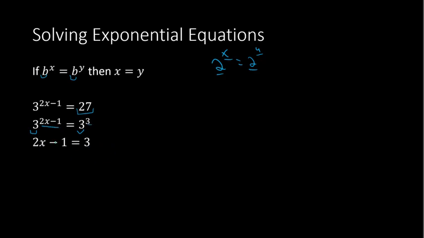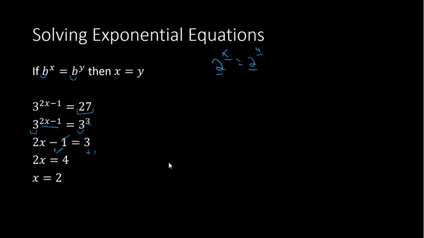We can then solve this for x. We can add 1 to both sides. We have 2x equals 4, then divide by 2, so x would equal 2. All right, so that's the key for any exponential equation. It can vary in difficulty, but for this to work, what you need to do is get the bases to be the same on both the left and the right side of the equation. And then once you have that, you can then set the exponents equal to each other.